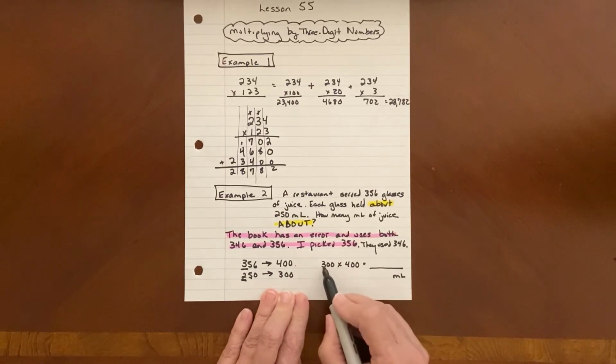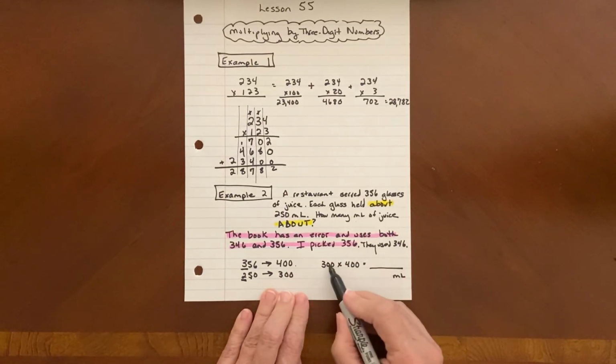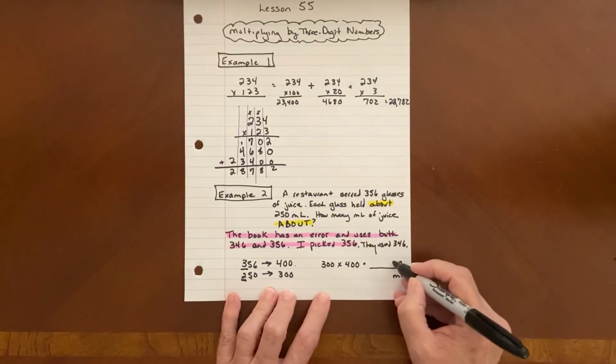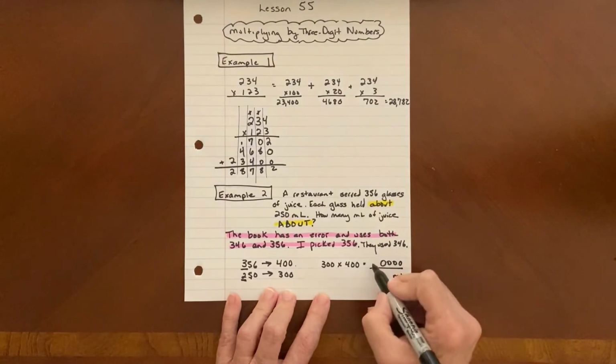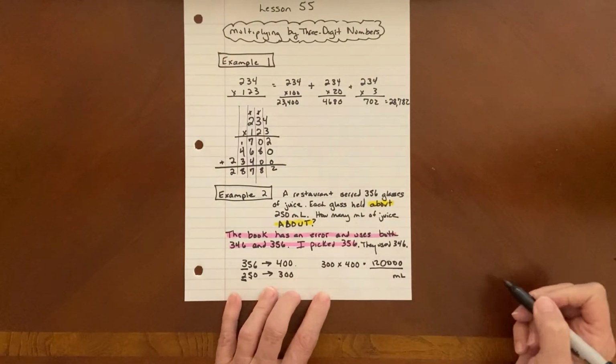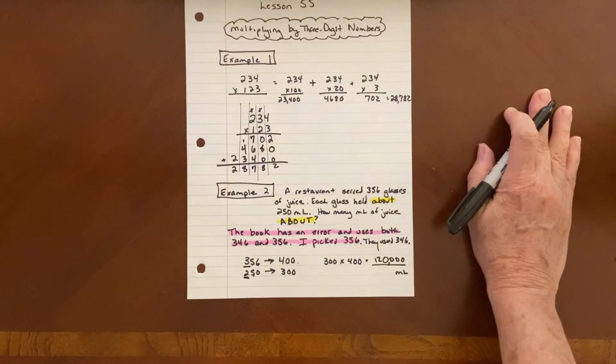All right, I'm going to multiply 300 times 400. Let's count my zeros. 1, 2, 3, 4. So I know I'm going to have 4 zeros in my answer. What's 3 times 4? 12. Using the about system really makes a difference, doesn't it?